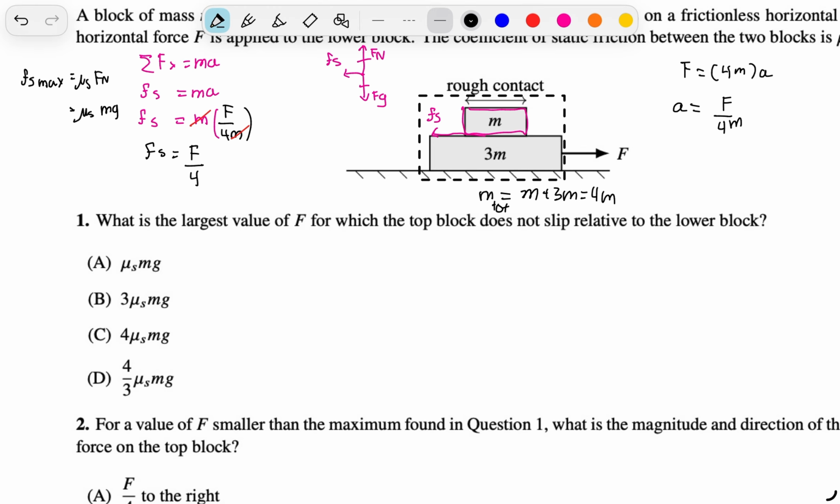So now we can just substitute this Fs max, which we are experiencing on this side, into our equation right here. We have that the force static is equal to mu s times mg. So then we can just write mu s mg here is equal to F over 4. What we want to isolate is that F, right? So just multiply both sides by 4, and then we just get that the force is equal to option C.